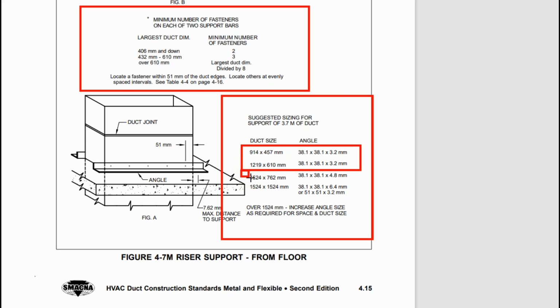Then up to duct size 1500 into 750 millimeter, we use an angle with size 38.1 into 38.1 into 4.8 millimeter. Then after this, up to duct size 1500 into 1500 millimeter, we can use two types of angle, 38.1 into 38.1 into 6.4 millimeter or 51 by 51 into 3.2 millimeter. For duct size above it, you need to make a structural calculation.